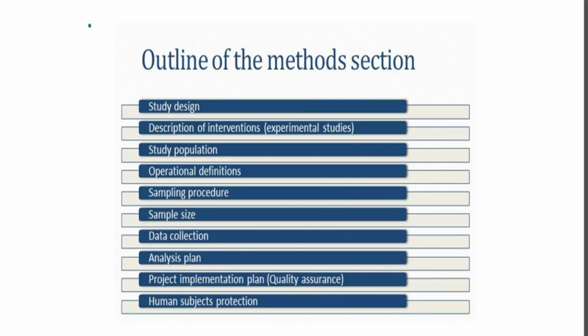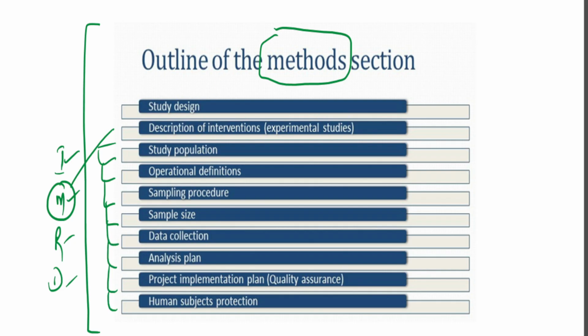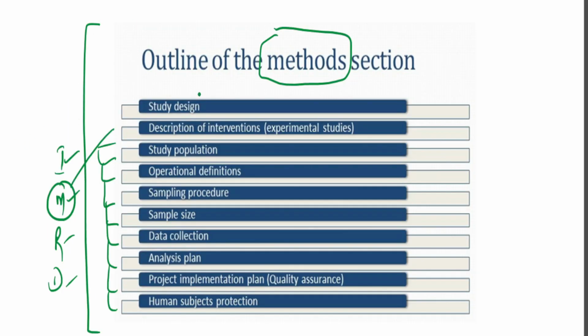Now see the discussion as I told you in the following slide. This is the slide of the outline of the methodology section. As I told you, it is IMRD. I stands for introduction, methods, results and discussions. Methods will have these many steps, the following steps in the methodology. From our question, it mentioned study population, sample size and sampling. You have sample size, sampling procedure, and then you have study population. All these three things are mentioned in the methodology section. So please remember the question and also the answer.